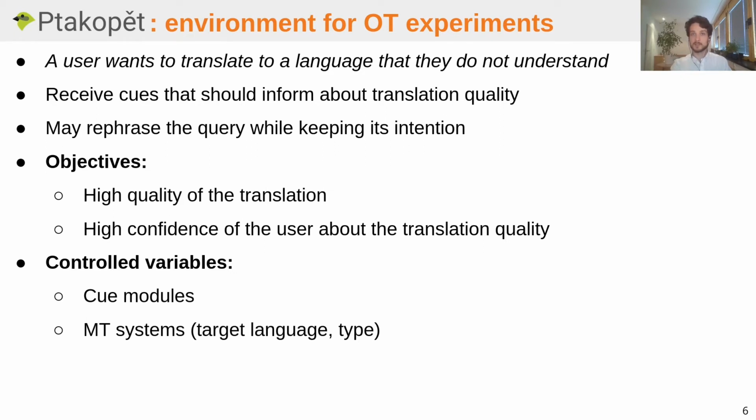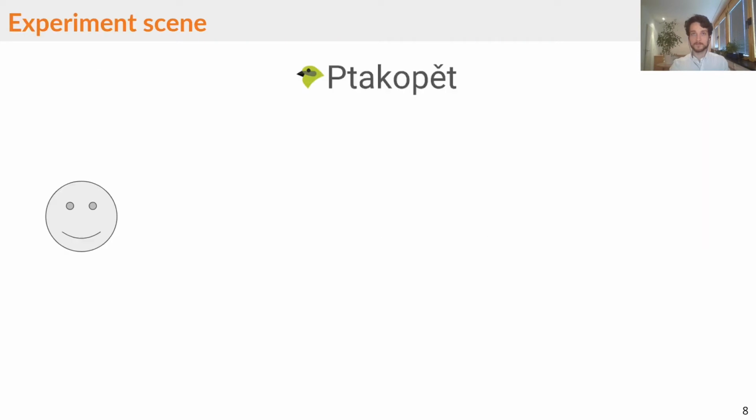In this experiment, we control the feedback modules that are available to the users in order to determine the effect of each. We also control the specific MT system used to see how MT performance affects the process. We denote the setting of the stimulus and the specific subset of cue modules as a scene. Now we will discuss what interactions happen during one of such scenes.